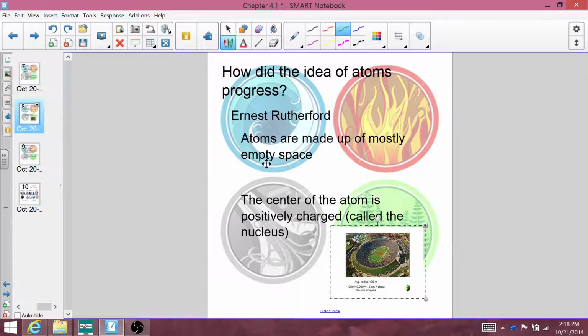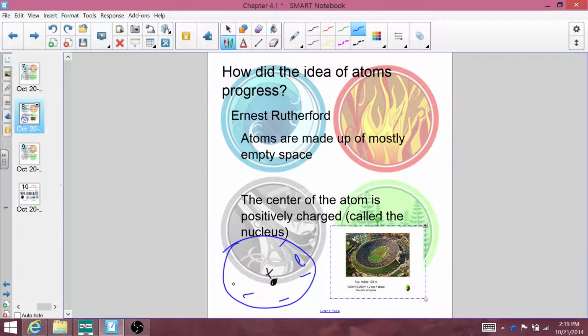So Ernest Rutherford decided that atoms are mostly made up of empty space. And the center of the atom is positively charged, and we call this the nucleus. So if I were to draw a picture of an atom, it would be something in the center, which is the nucleus, and then you would have other stuff around it. And this nucleus right here is positively charged, and all of the negative charges that Thomson said existed are still here. They're just all on the outside now.